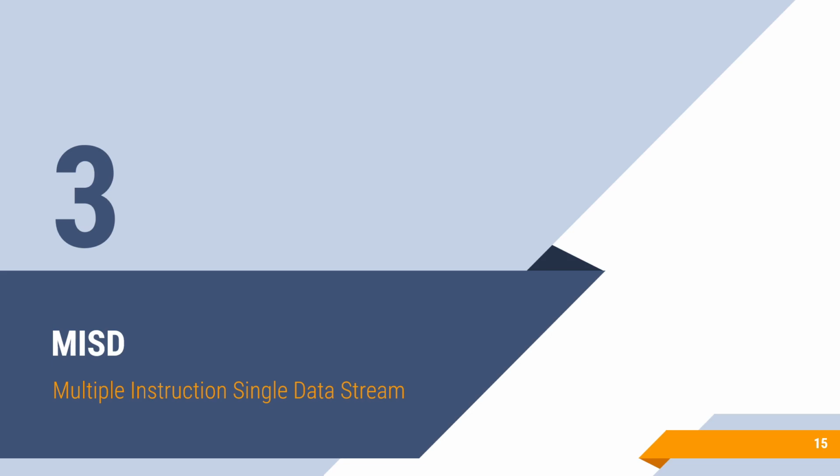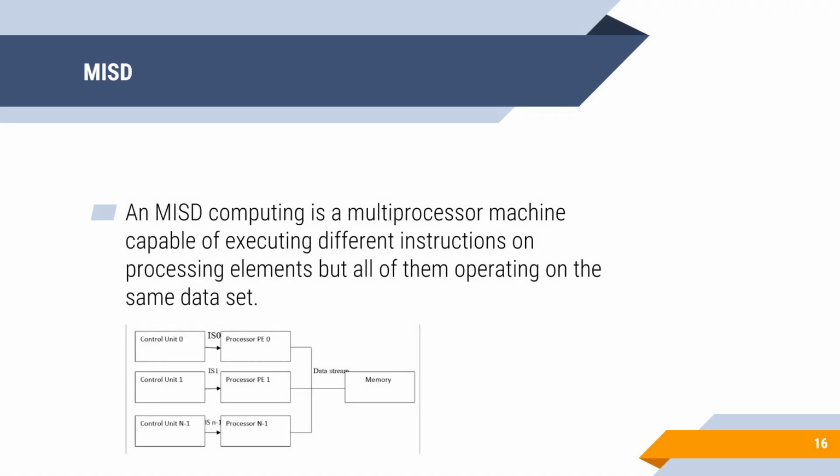So the next topic is MISD, Multiple Instruction Single Data stream. MISD is a type of parallel computing architecture that allows multiple processors or processing elements to operate on the same dataset simultaneously. In an MISD system, each processor can execute different instructions on the same dataset.